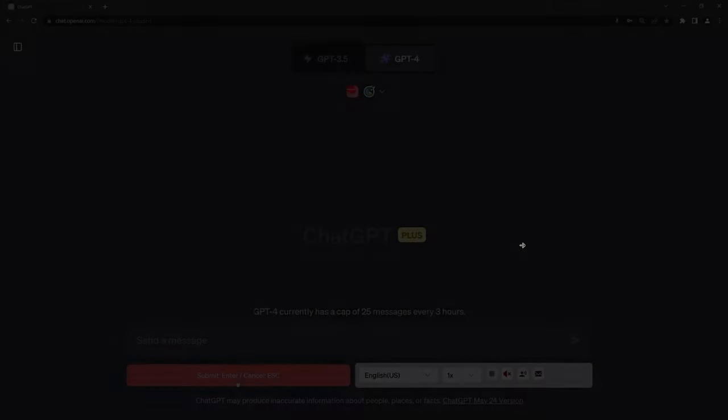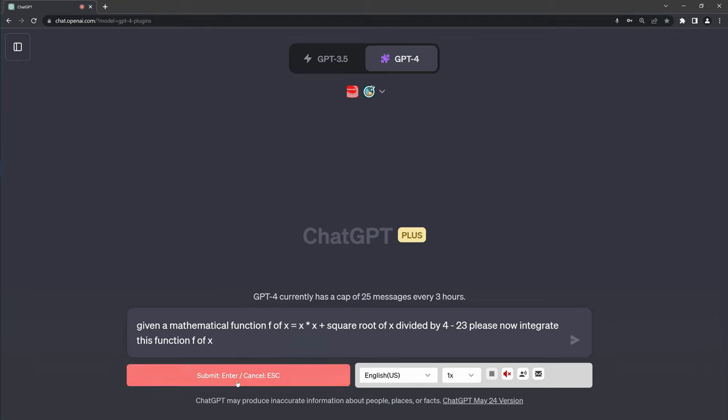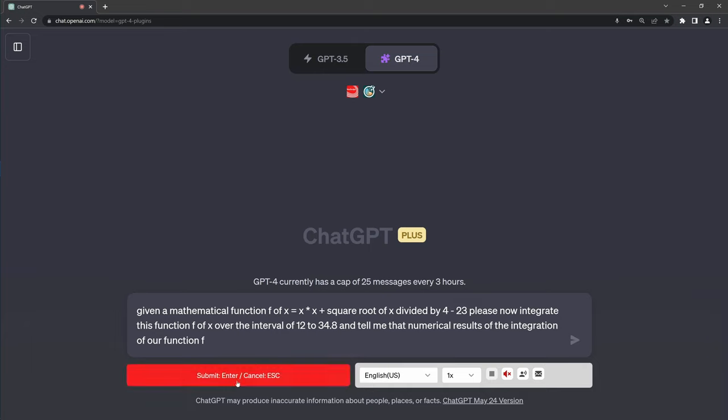Given a mathematical function, f of x equals x times x plus square root of x divided by 4 minus 23. Please now integrate this function f of x over the interval of 12 to 34.8 and tell me the numerical result of the integration of our function f of x. Show me the calculation step by step and explain every step.